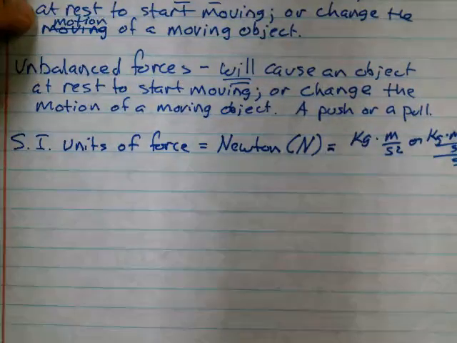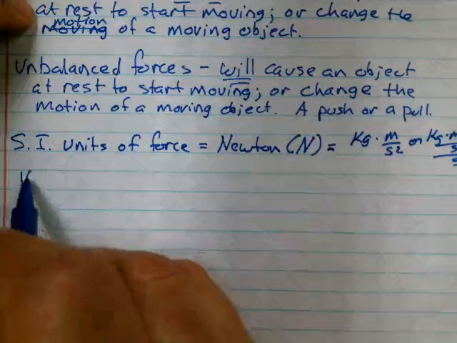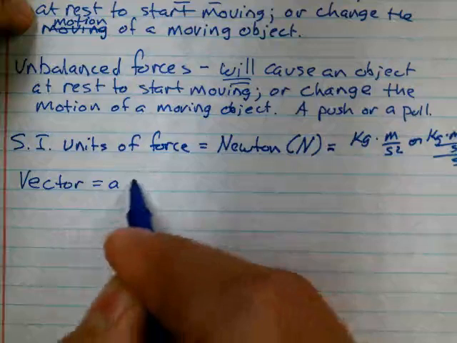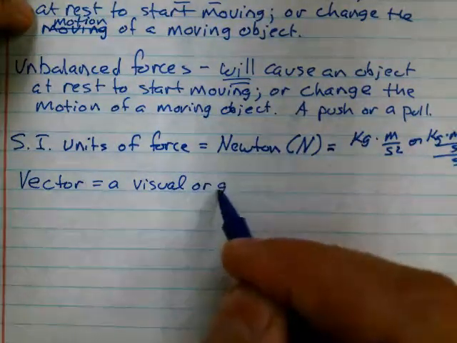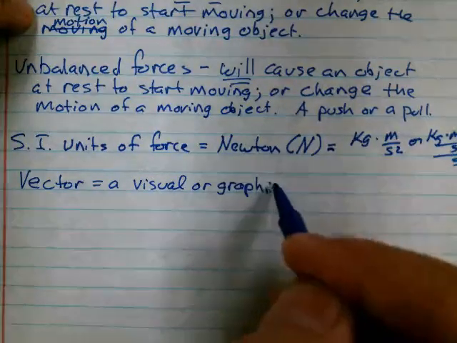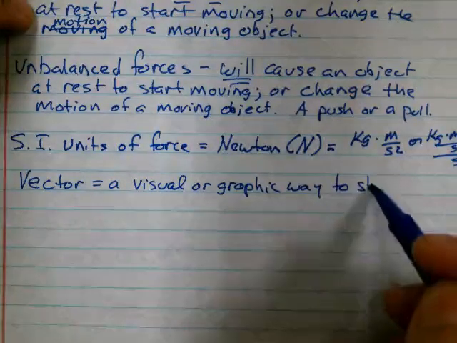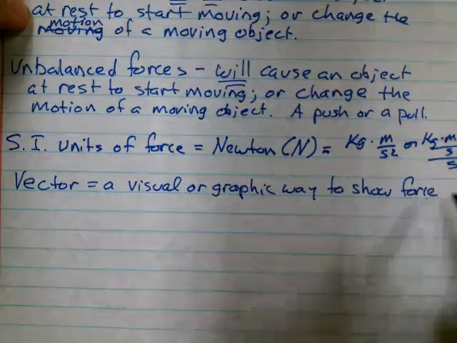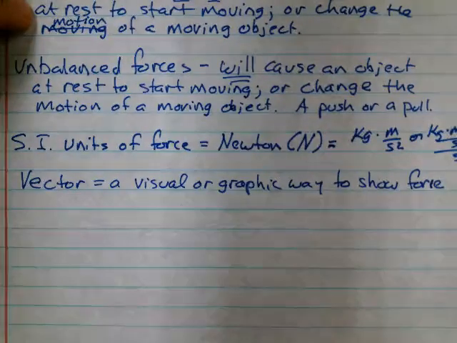Now, when we talk about forces, the way we represent them is with an arrow, and we have to be introduced to a new word now, and that is something called a vector. A vector is a visual or graphic way to show force. We're going to draw some vectors in just a minute, and then in a couple days we'll have lots of practice with force vectors.